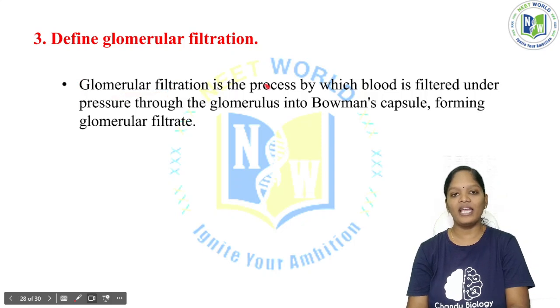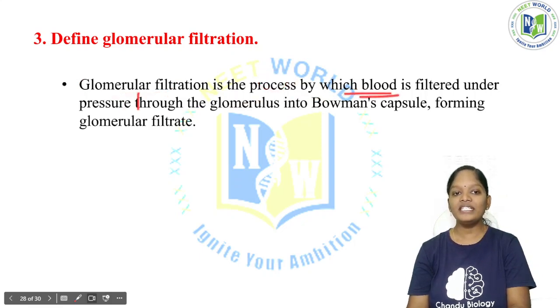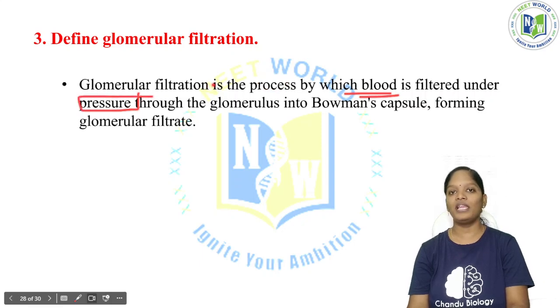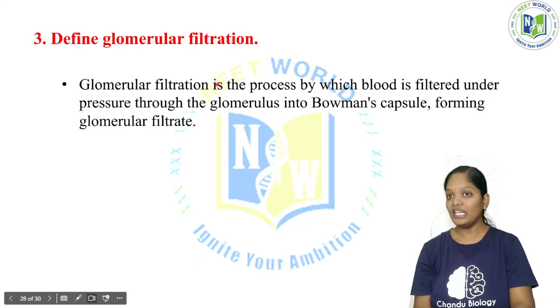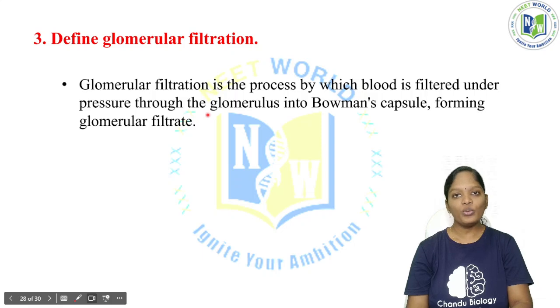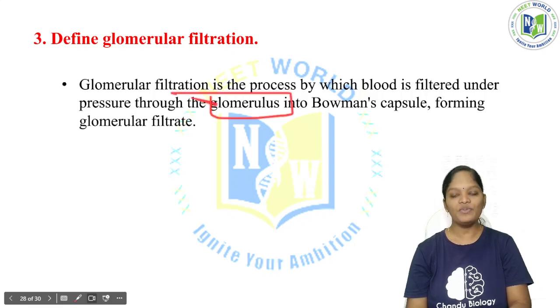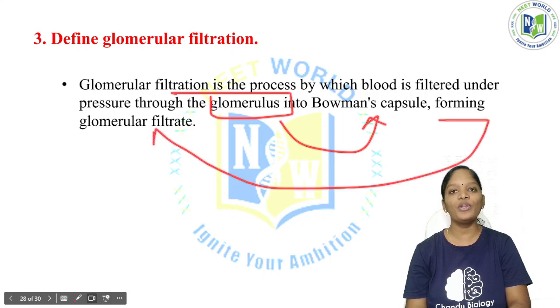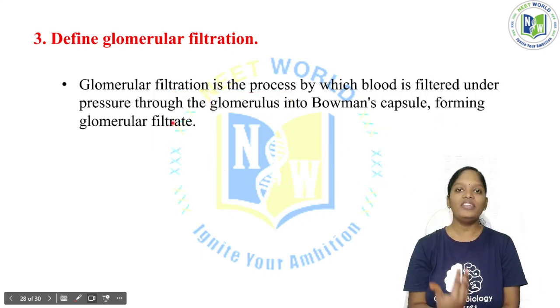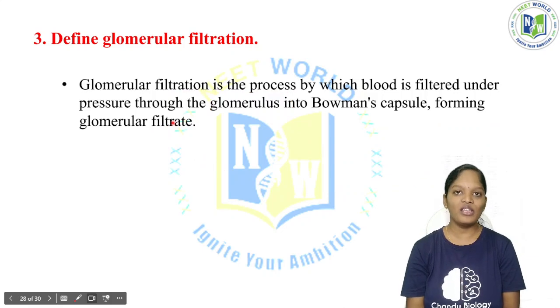How exactly does it happen? It is a process in which blood is filtered under pressure, that is the blood pressure. Through which structure is the blood filtered? Through the glomerulus, which is present in the Bowman's capsule. This forms the glomerular filtrate, which means the filtration of the blood that occurs in the glomerulus is called glomerular filtration.